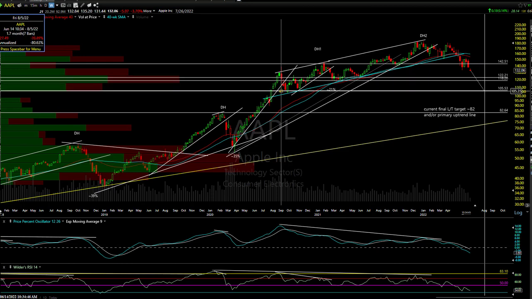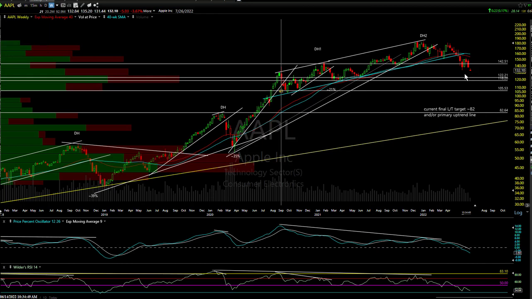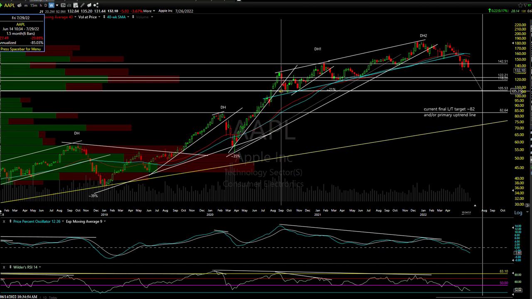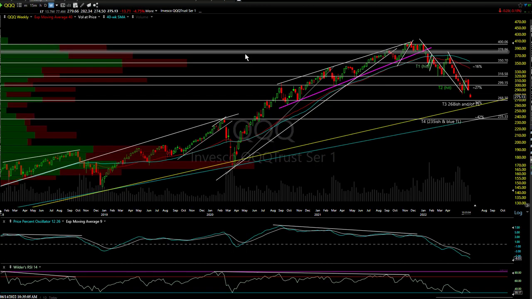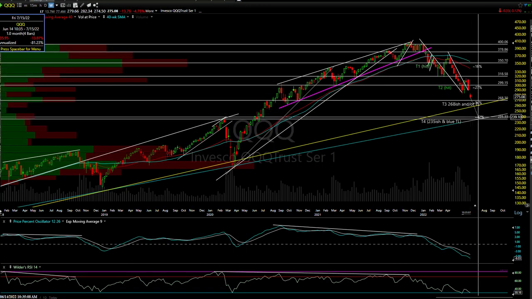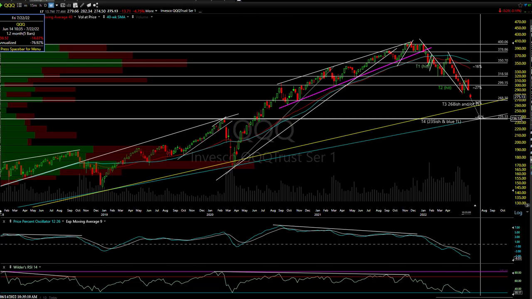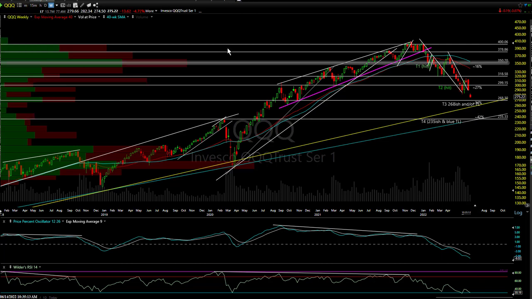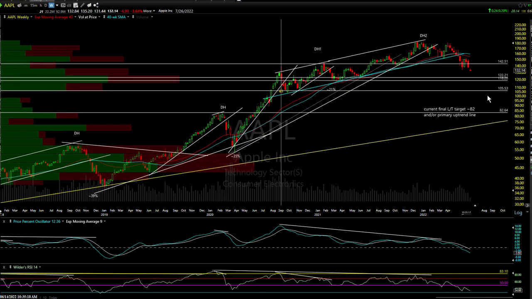My current max, if the rubber band snaps and we get some kind of waterfall sell-off coming up soon, and we blast through my third target on QQQ and go to T4, you're talking about roughly 20% from where we are in Apple. Let me just check that on QQQ. That aligns with about a 14% drop on QQQ. Okay, so go back to Apple, and that would be it.